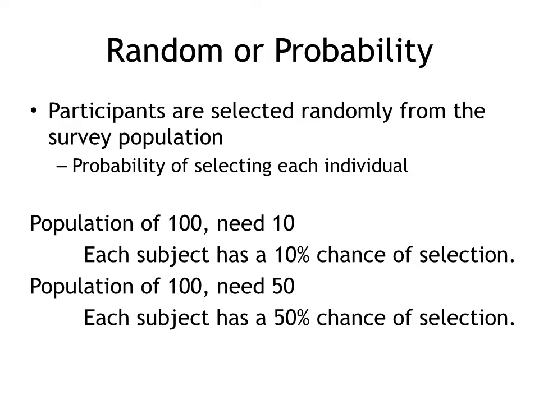Now, if you have a population of 100 and you need 50 in your sample size, each subject has a 50-50 chance of being selected or not. And it's going to be truly random. It doesn't mean that it's going to be every other person or every 10th person or anything like that. It is totally random. And you use a computer program to do this because we humans are notorious for being unable to pick random samples of anything. We're just not good at it. Our brains don't like random.